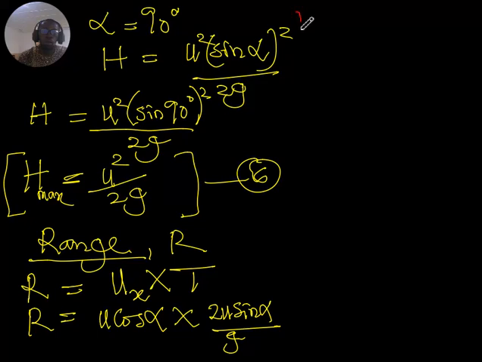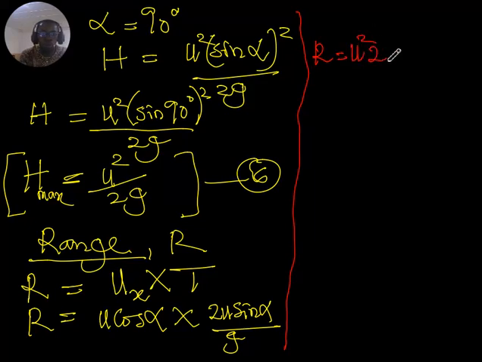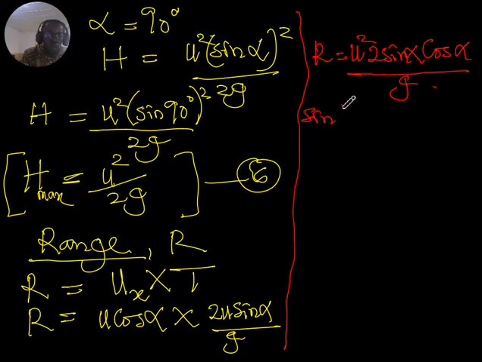We can have this as range now will be u times u. You have u squared, then you are left with 2 sine alpha cos alpha divided by what? g. Now 2 sine alpha cos alpha is a trigonometric identity which has a value, but we can just check through using this normal double angle formula, which is sine a plus b. We can use this to check.